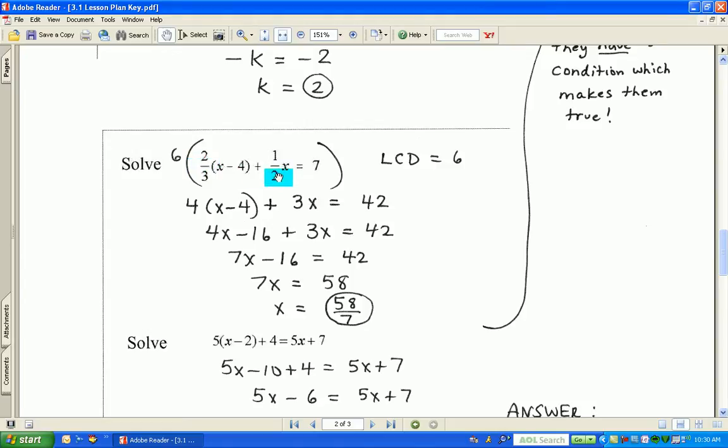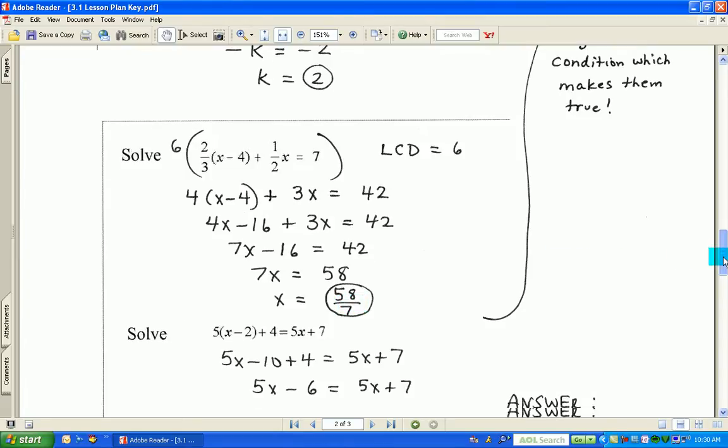When I multiply 1/2 x by 6, it becomes 3x. 7 times 6 is 42. I'm down here to 4x minus 16 plus 3x equals 42. When I collect like terms, that becomes 7x minus 16 is 42. When I add 16 to both sides, 7x is 58. When I divide by 7, x is 58 over 7. 58 over 7 is called my solution. This equation is called a conditional.